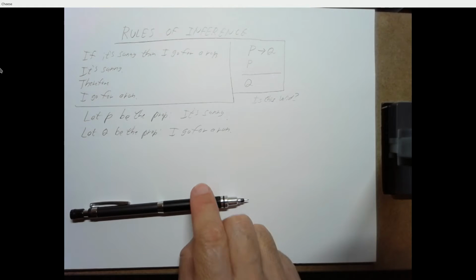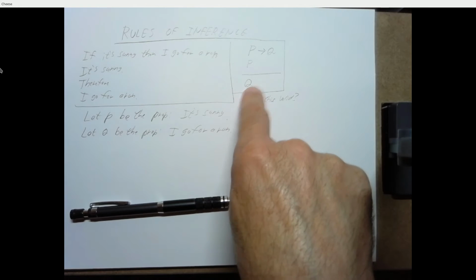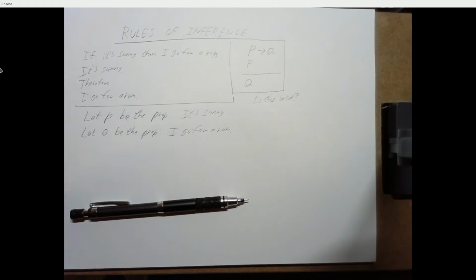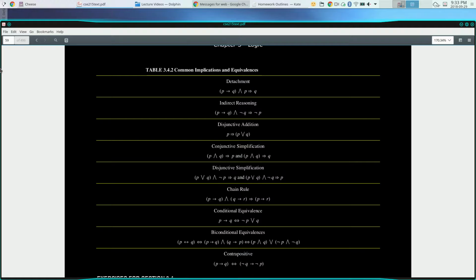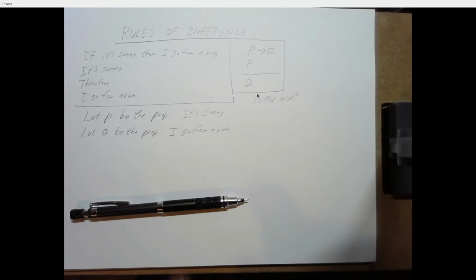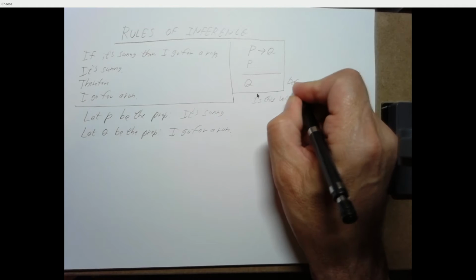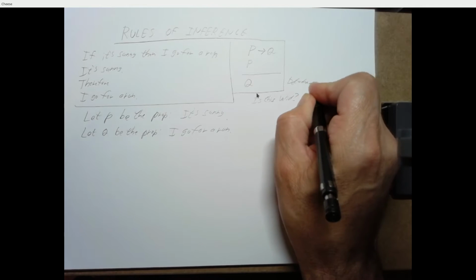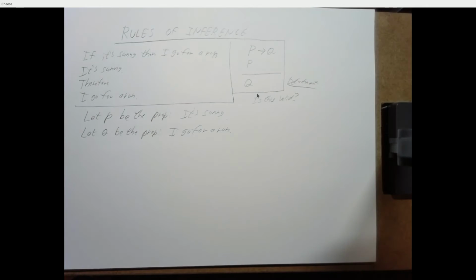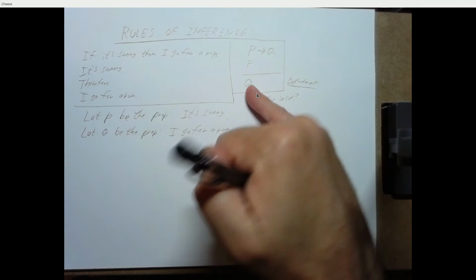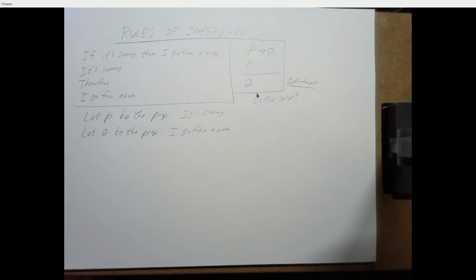Rules of inference are rules that will let us know when we're inferring something correctly from other things that we know to be true. And there's a table in the text, it's on page 59, common implications and equivalents, that show us how we can argue things logically. So there's a rule called detachment. Given that P implies Q and given P, we can conclude Q. And that's exactly what we have right here. P implies Q and P, and therefore Q. This is detachment. And knowing the rule of inference called detachment, we can conclude this argument is valid.